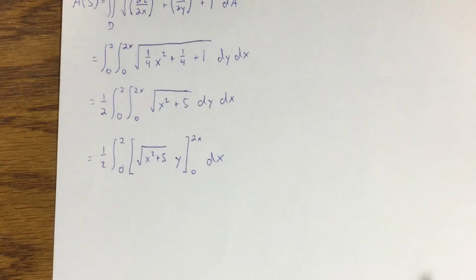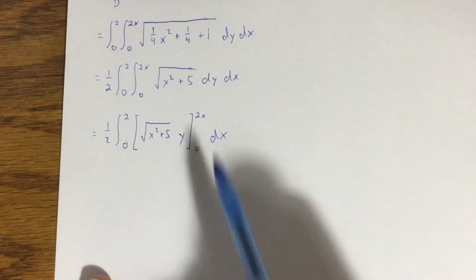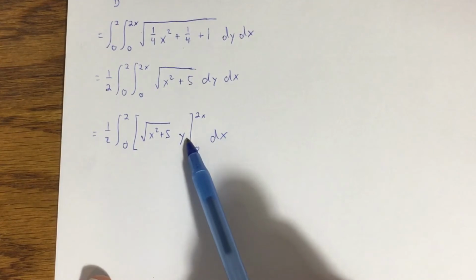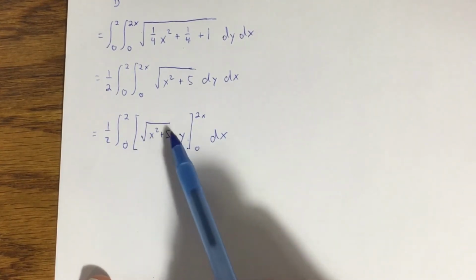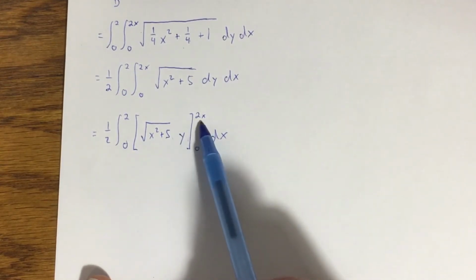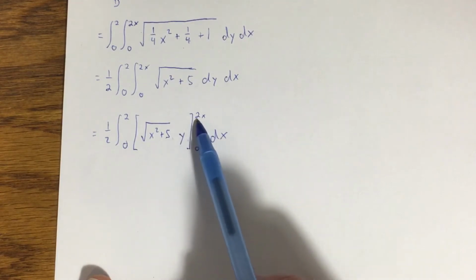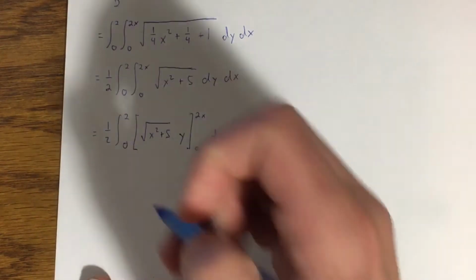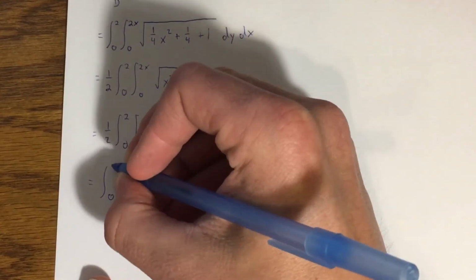Okay, now let's think about what happens here. I'm plugging these in for y, not x. So if I plug a 2x in, then I'm going to get a 2x times the square root of x squared plus 5. Plugging a 0 in, the whole thing goes to 0. So all that really matters is the 2x. Notice that the 2 as my coefficient could cancel with that 1/2 right there, simplifying the expression.